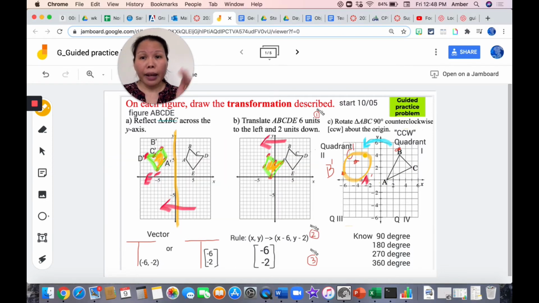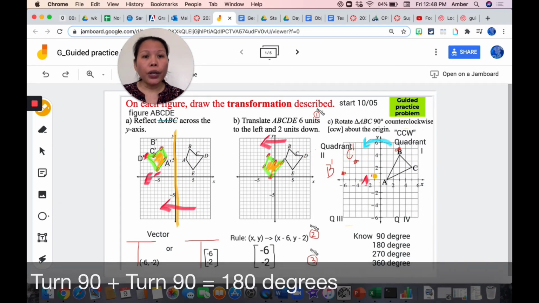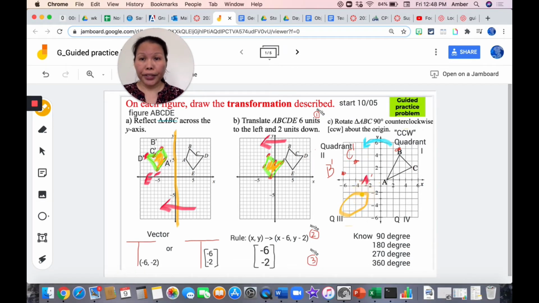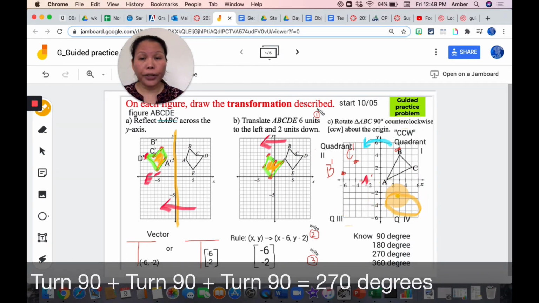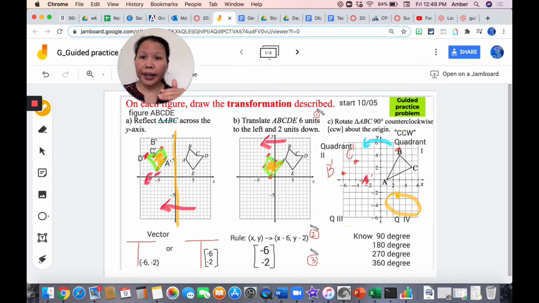If I turned it one more 90, 180 degree, it will end up in quadrant number 3. And then if I add one more 90 degree into the 180 degree, I know that my shape will end up in quadrant number 4. That's where I might get if I am turning it 90, 180, 270 degree. When I turn 360, we get back to the original triangle.